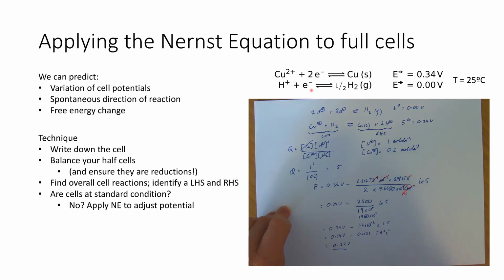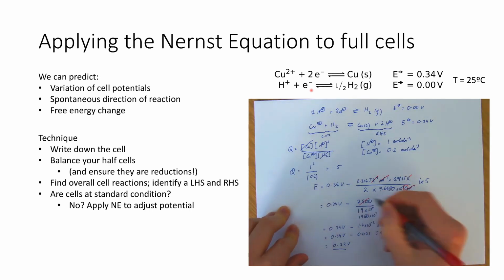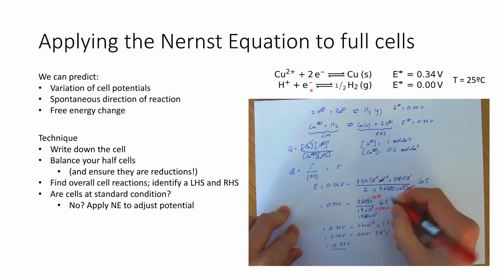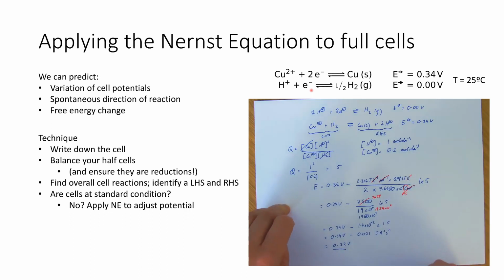Of course, checking with a calculator, that goes to 2478. This one goes to 19.276 times 10 to the 4, which means we end up with 0.01284 log 5, which comes out at minus 0.021. So we get the same value with the calculator.